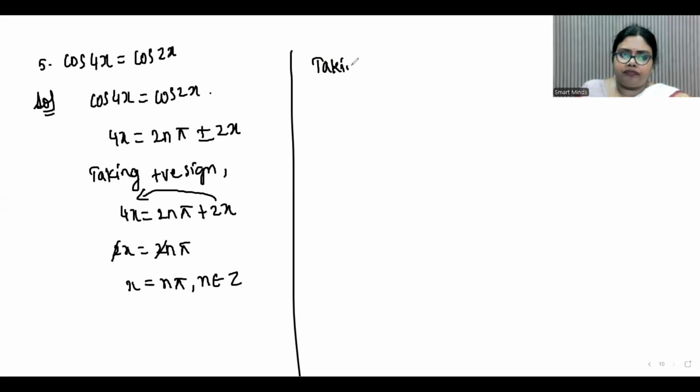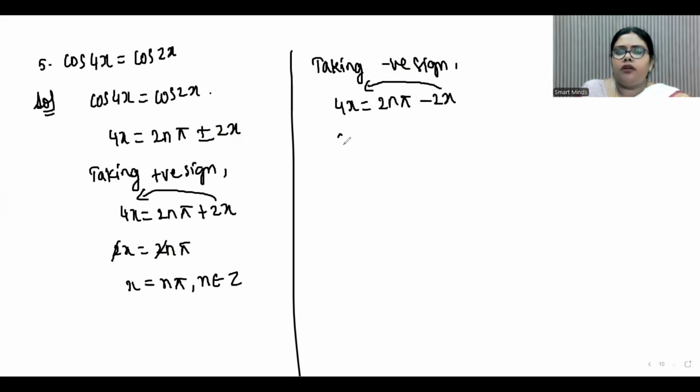Now, taking the negative sign, 4x is equal to 2n pi minus 2x. Take 2x this side, you will get 6x is equal to 2n pi. So 3x is equal to n pi. So x is equal to n pi by 3, where n belongs to Z.